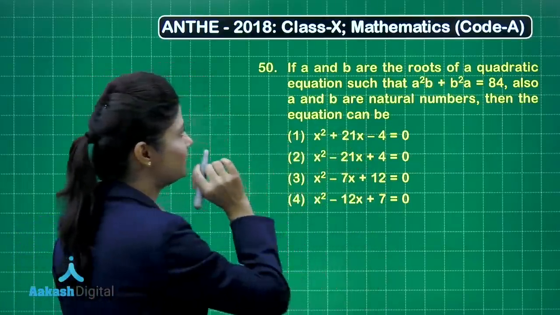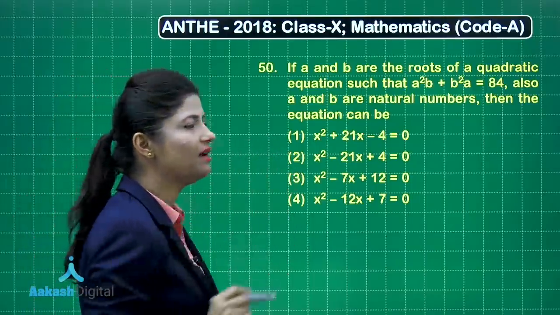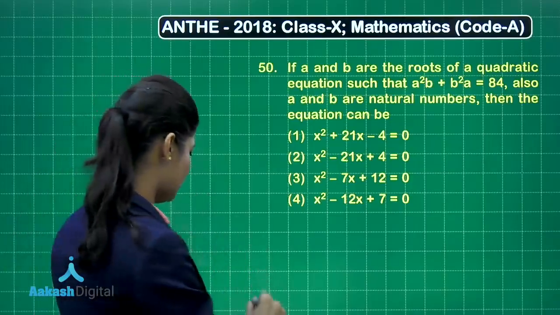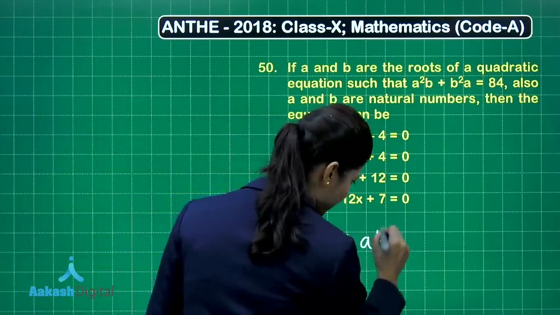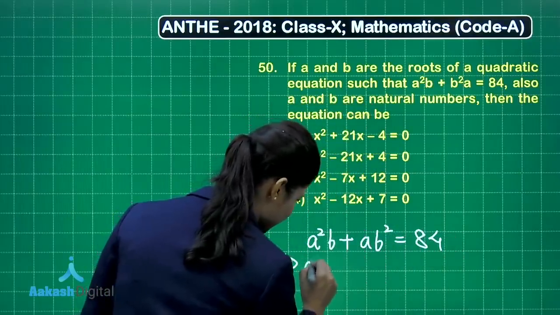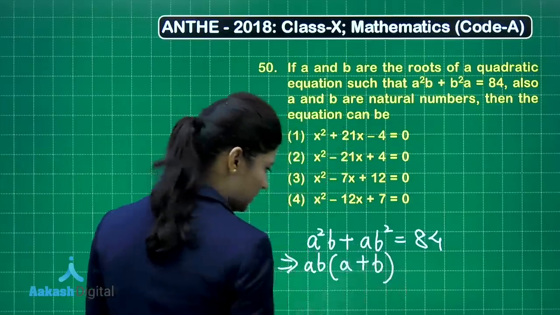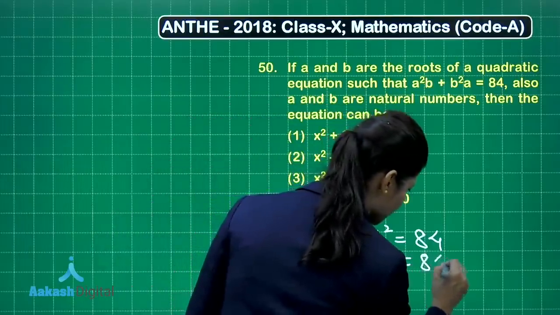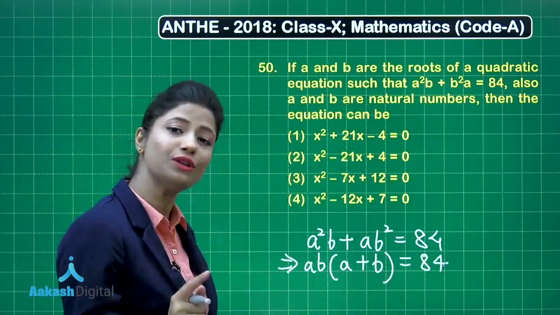Here we have the condition that a and b are the roots of the quadratic equation. Moreover, a and b are natural numbers. And here we have this condition that a square b plus ab square is equal to 84. When you simplify this equation, you obtain that here we have ab common for both. That gives me ab into (a plus b) equal to 84. Now this tells me that I have the product of the roots taken with the sum of the roots.